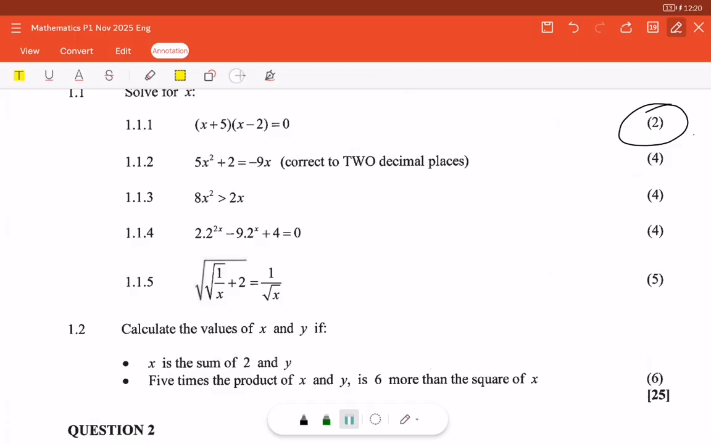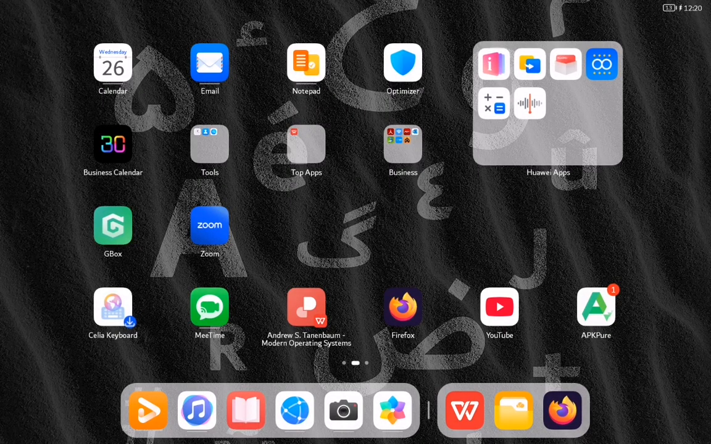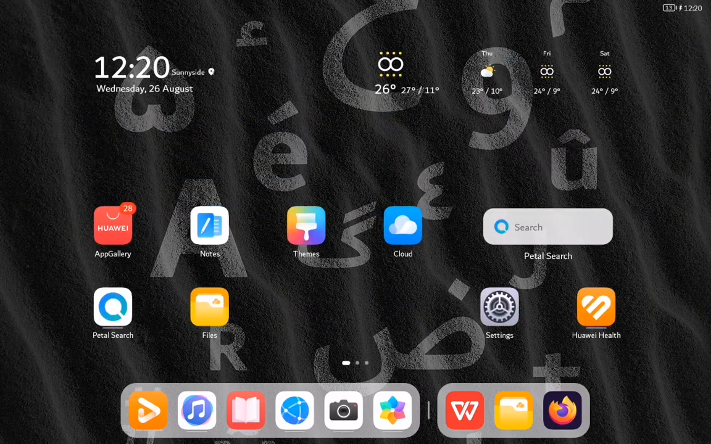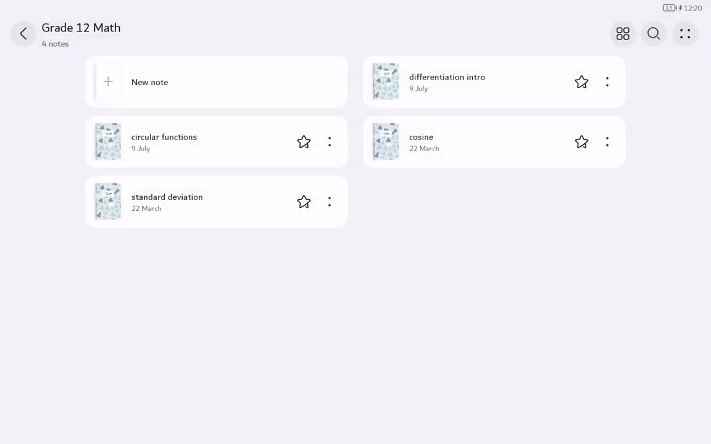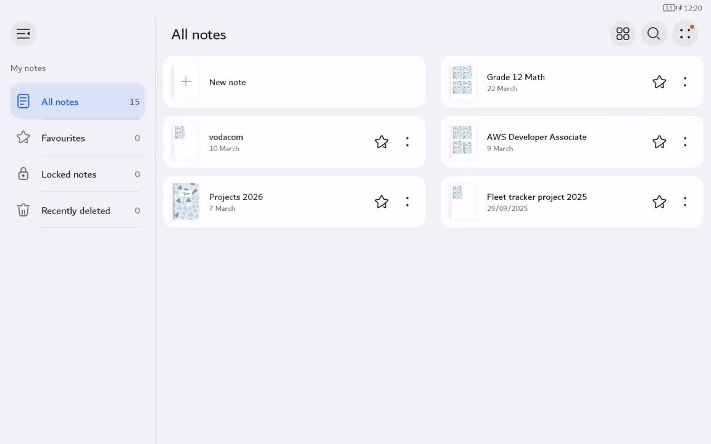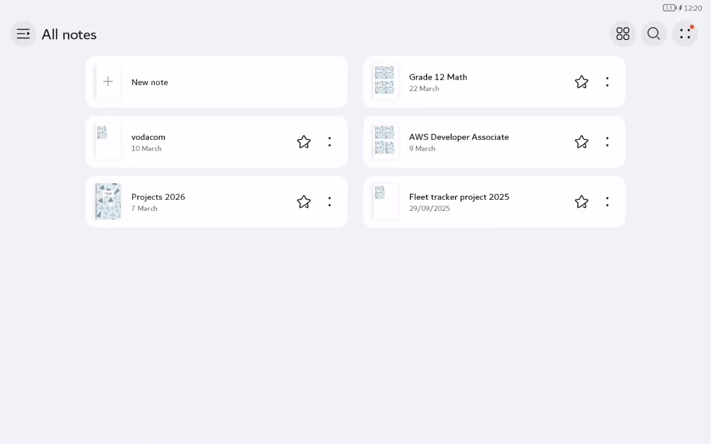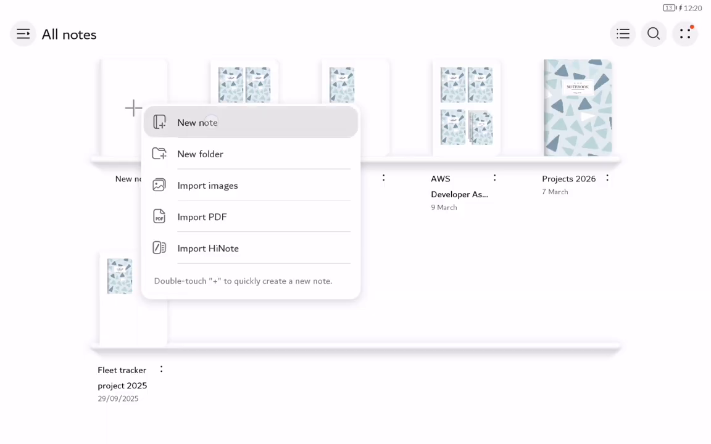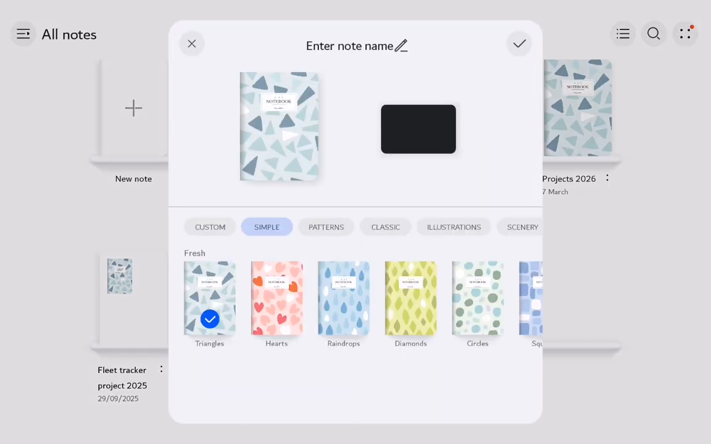Okay guys, I think my marker is not working. Just hold on for me. I'm just going to open the Notes app, and then I will try to, okay, I just want to test if my marker works.